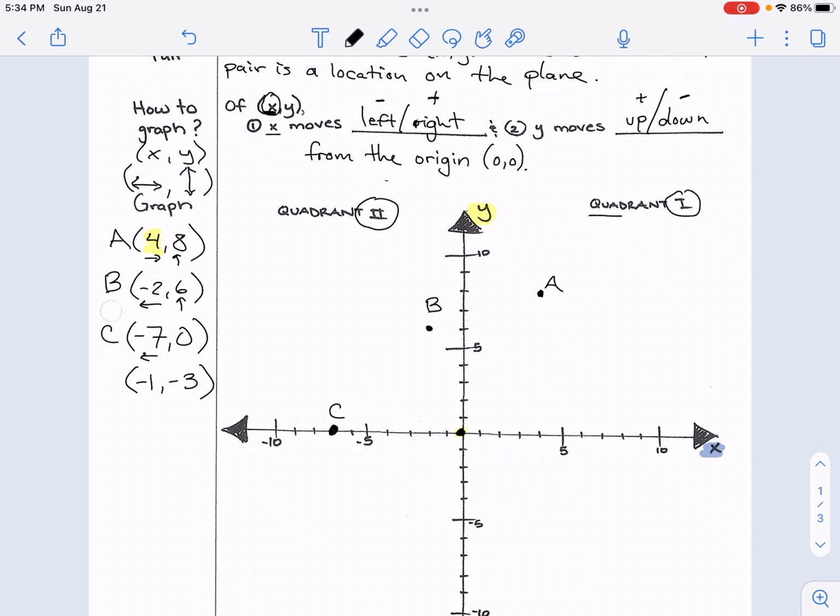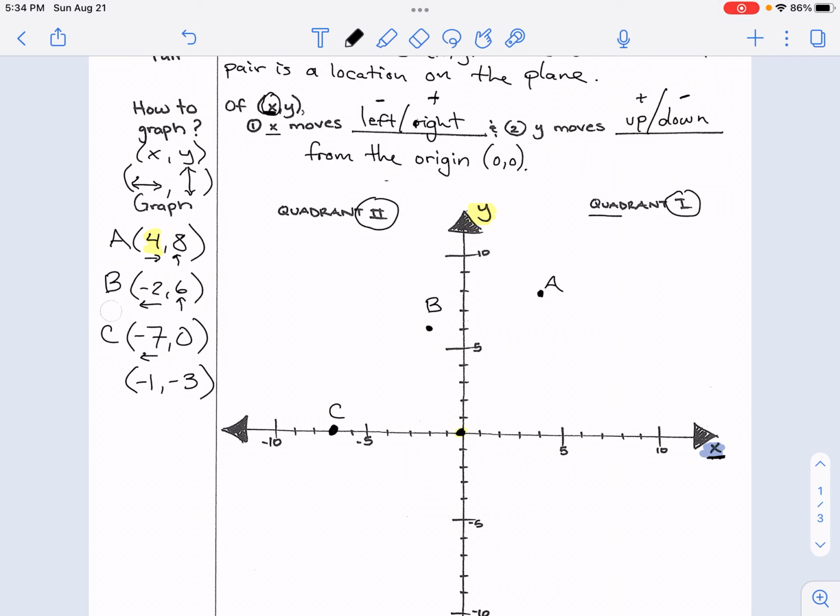Now, as you can see with the other points, A is in quadrant 1, B is in quadrant 2. C, if I were to ask you what quadrant it's in, no quadrant. It's not in 2, it's not in 3, which is directly below it. We would just say the location is the x-axis. It's kind of on that border between those two regions.